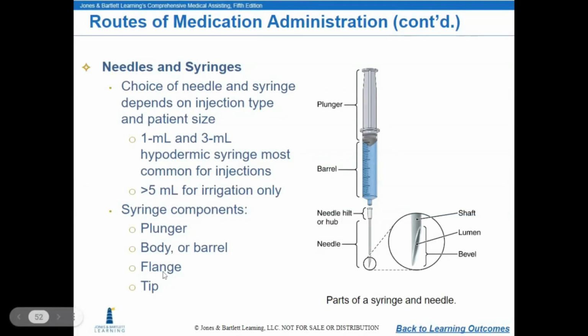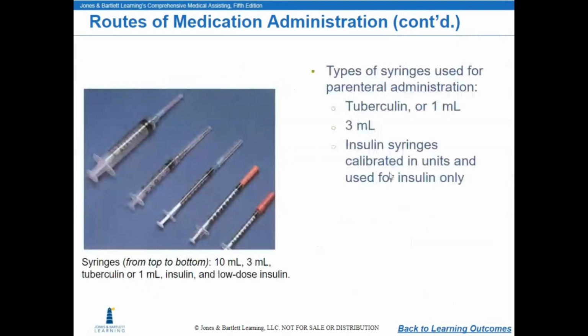And then the flange. Just like you guys know how we were doing venipuncture and the Vacutainer holder had a flange. Now this is the flange of the needle of the syringe. So this is the flange right here. It's the flange. All right.